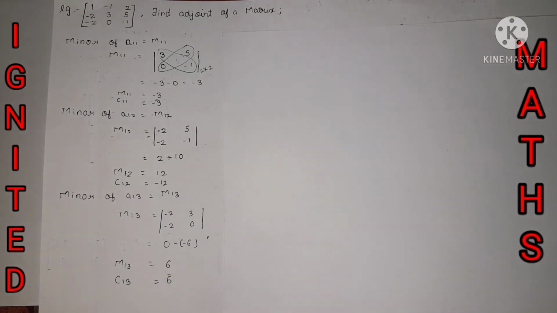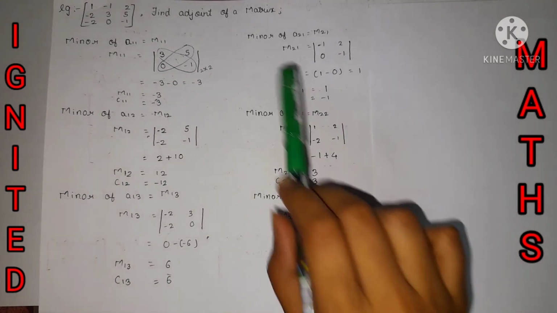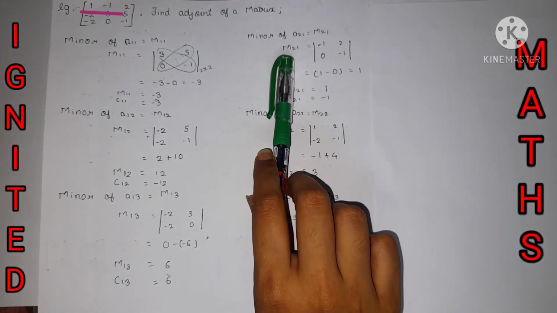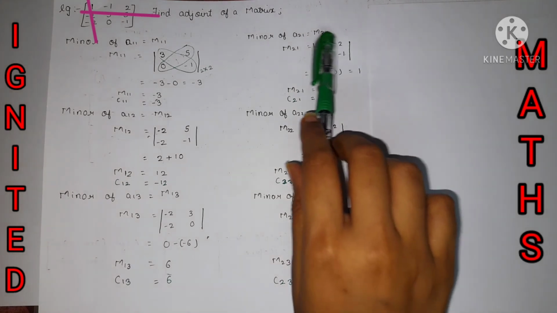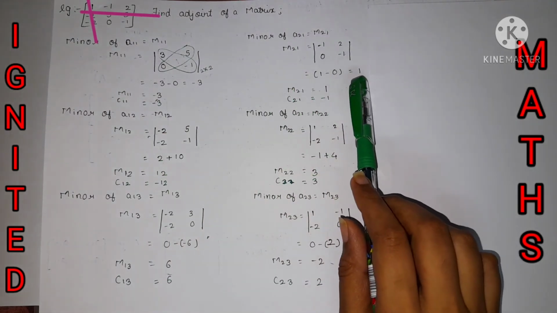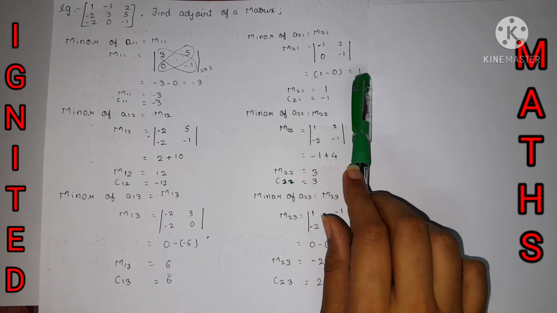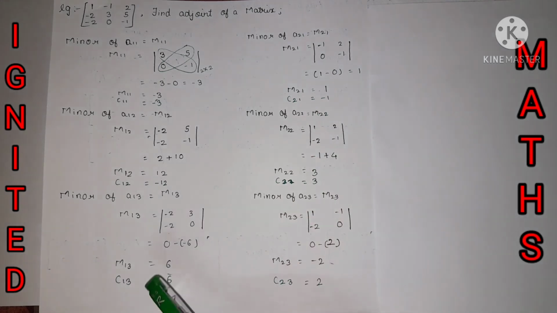Now we have completed 3 elements, so 6 more elements are left. Let's start one by one. The minor of A21 is equal to M of 21, in which we need to hide the second row and first column. We have hidden it, and the 2 cross 2 determinant occurs here. We need to find its value. We found it, and the minor element is written here, and the cofactor also we got.